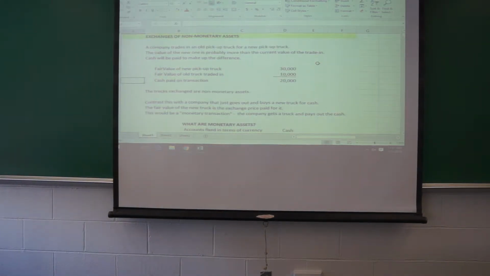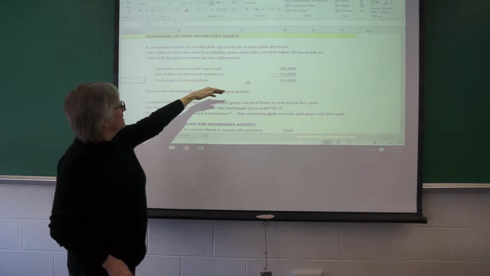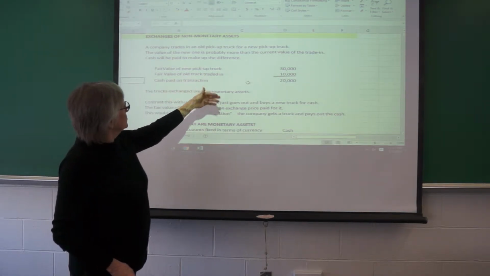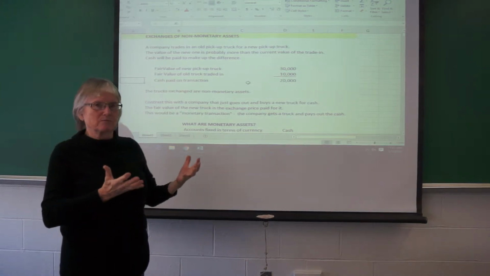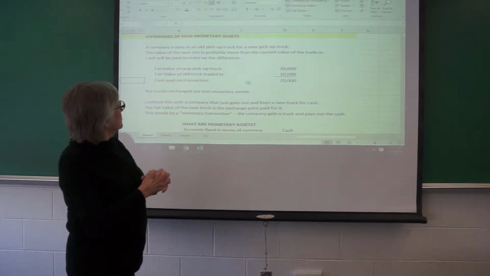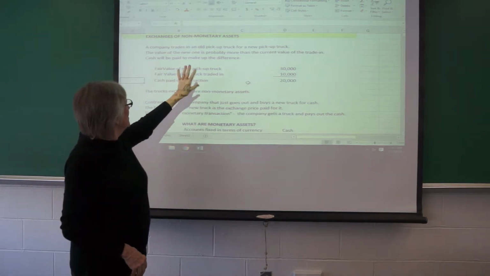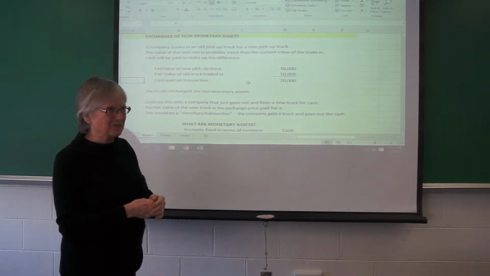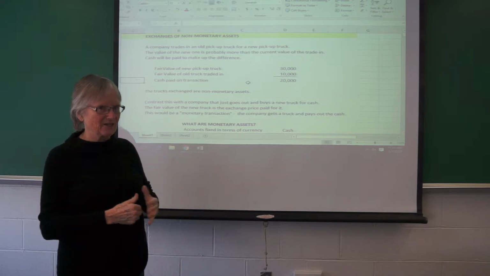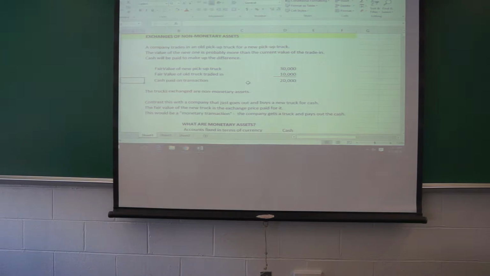So when a company trades in their old pickup truck for a new one, the old one may have a $10,000 value, the new one is $30,000, and they may have to pay cash on the transaction to make it work. So when it says non-monetary, there can be cash involved in these transactions, but what is being exchanged involves non-monetary assets. Okay, so there is some cash often involved. Okay, so let's see what we run into next here.